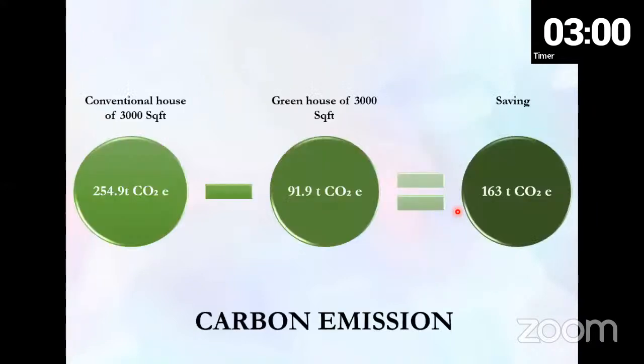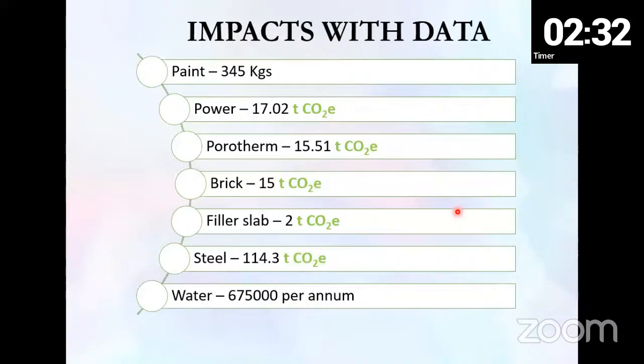Next, as I said, if I use all the concepts of green homes that I explained, compare it with building a conventional house of 3,000 square feet: 254 tons of carbon dioxide is released. Instead, if we build a green home of 3,000 square feet, only 90 tons of carbon dioxide is released. That is, we are saving 163 tons of carbon dioxide from being released into nature. And this is the data on how we are saving.